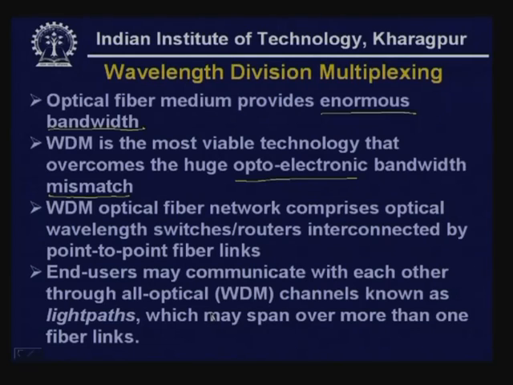And a wavelength division multiplexing optical fiber network comprises optical wavelength switches or routers interconnected by point-to-point fiber links. Later on we shall discuss it. End users may communicate with each other through all-optical wavelength division multiplexing channels, which are known as light paths, which may span more than one fiber link. That means, over a very long distance the signal can be sent in the form of light, and at the other end, with the help of a suitable transducer, such as pin diodes, we can convert from light signal to electrical signal, and then get back the original data.